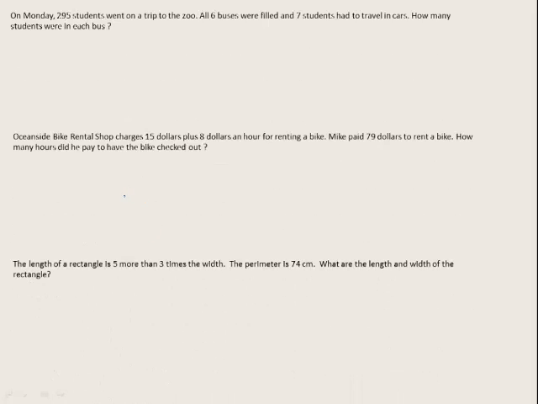Here we have 3 word problems. I have, on Monday, 295 students went on a trip to the zoo. All 6 buses were filled and 7 students had to travel in cars. How many students were in each bus? Okay, so we have 295 students. We have 6 buses and 7 kids in cars.